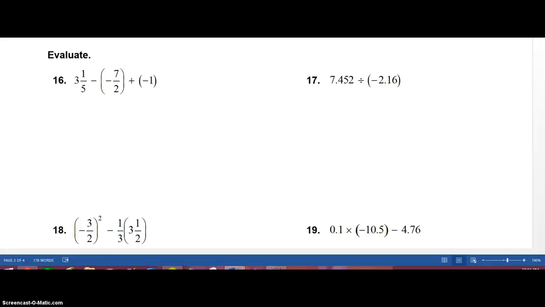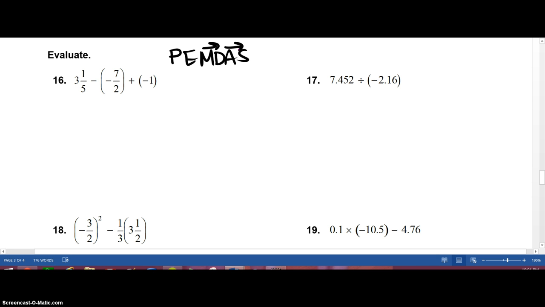Numbers 16 through 19 tell us to just evaluate. So we're simply going to simplify our expressions here until we get to one final answer. So number 16, 18, and actually 19, we're going to use order of operations. So I'm going to write PEMDAS up here so I don't forget. PEMDAS. Using those order of operations is very important.